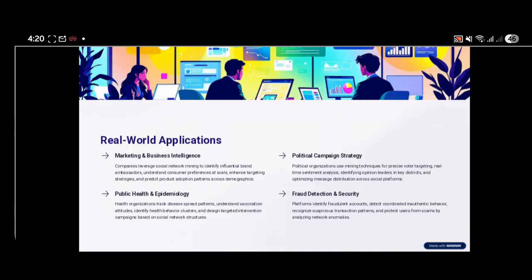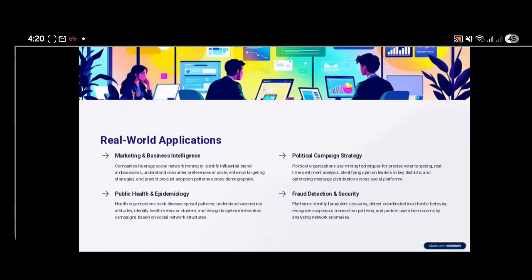Now let's talk about the real world applications. So let's tie this all back to the real world. How is this being used today? In marketing and business intelligence, companies use this to identify their most influential brand ambassadors, understand consumer preferences at scale, and even predict product adoption patterns across different demographics.